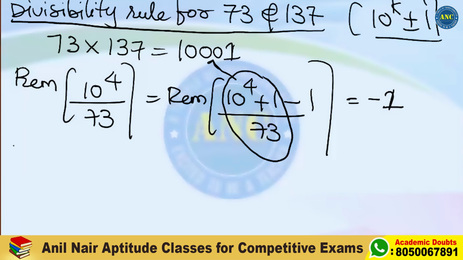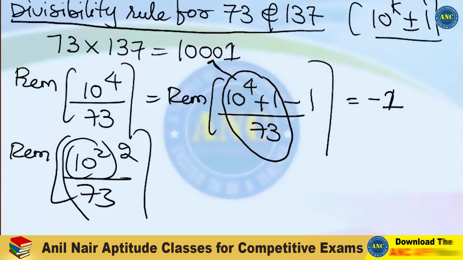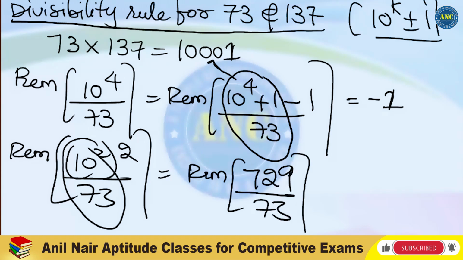Sir, I want a generic remainder proof. That also you can do. 10 square whole square divided by 73. 10 square is 100. 73 divides 100. 73 ones are 73. Remainder is 27. 27 square is 729. 729 divided by 73. 73 tens are 730. Negative remainder is minus 1. I hope you got an idea.